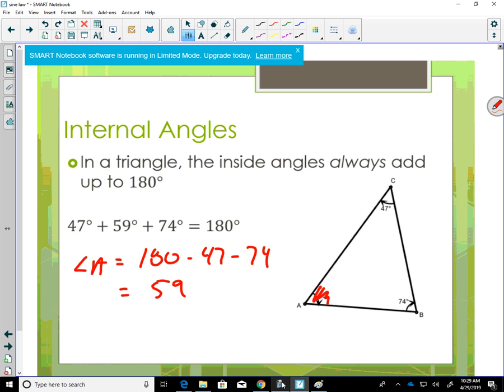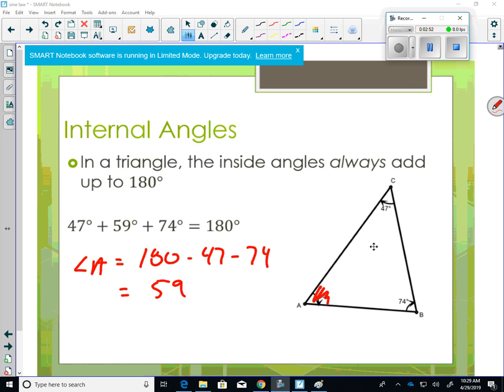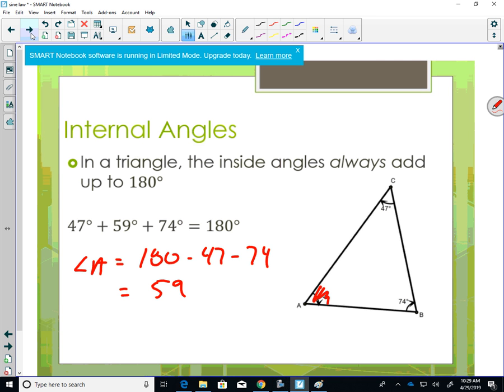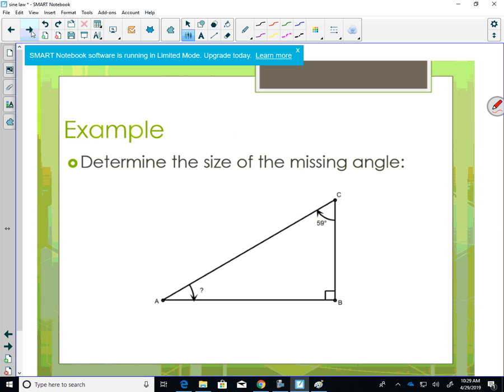Okay? We're going to talk about SOHCAHTOA. That's actually a good point. Let me just talk about that for a second. I think that's on the next slide, actually. Next. Oh, here's the example here. I guess I didn't realize this example was coming.